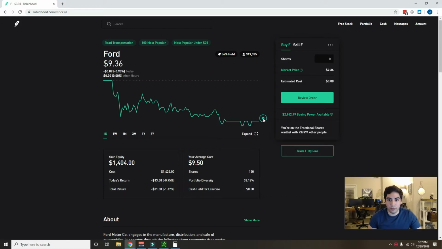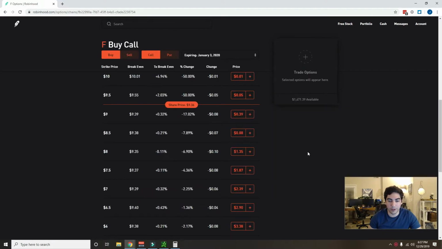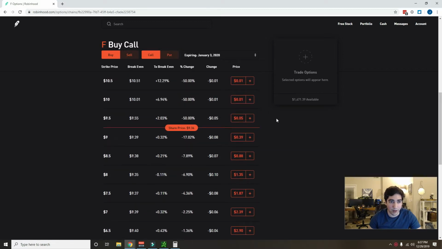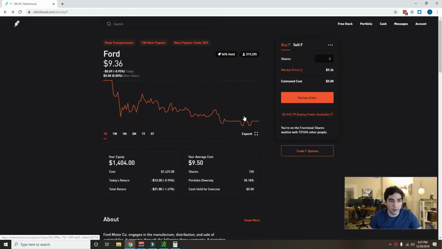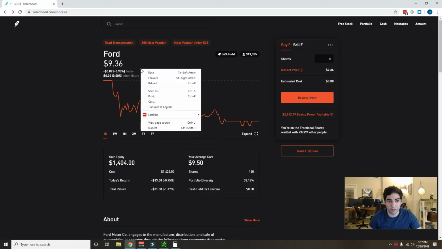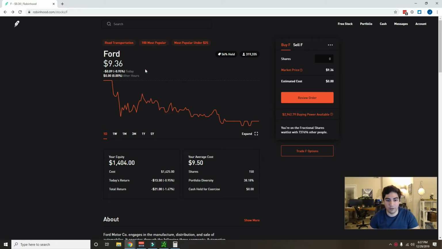To find the options, go to Trade Ford Options right here. You'll see a page just like this. Now let's go back for a minute. Ford is trading at $9.36. I actually have 150 shares of Ford, bought at like 9.40 something.